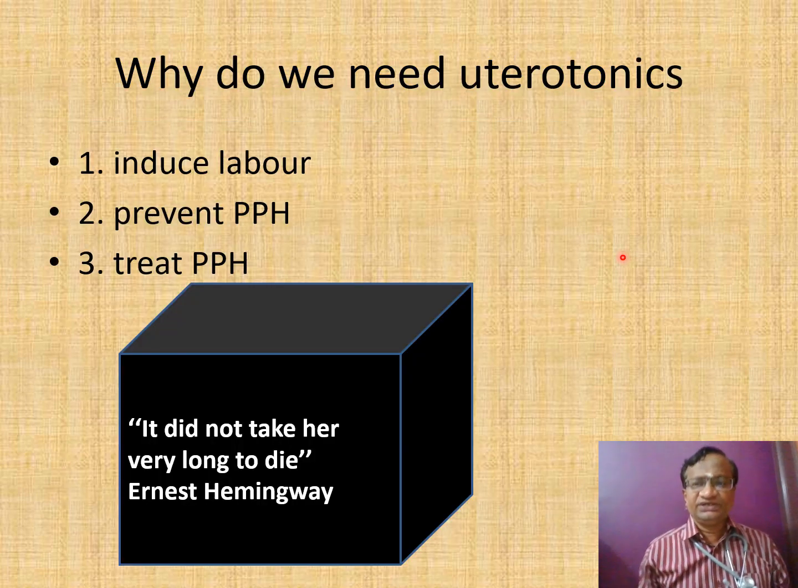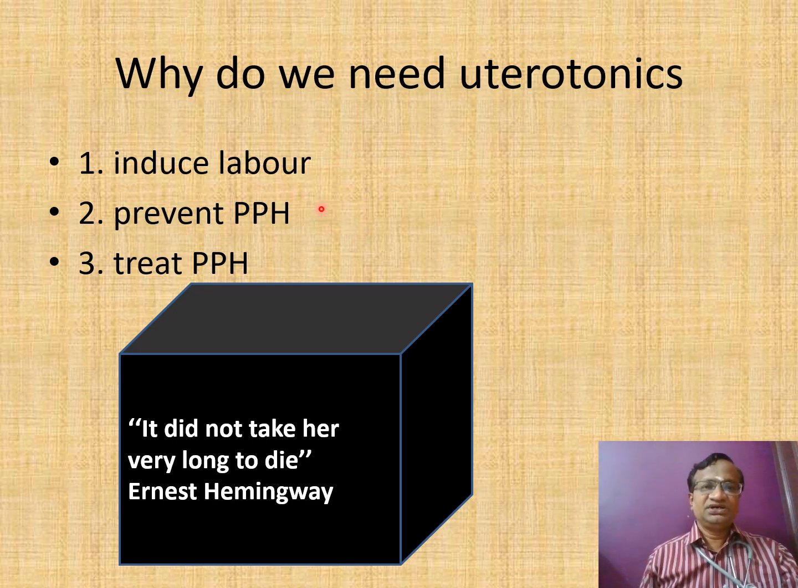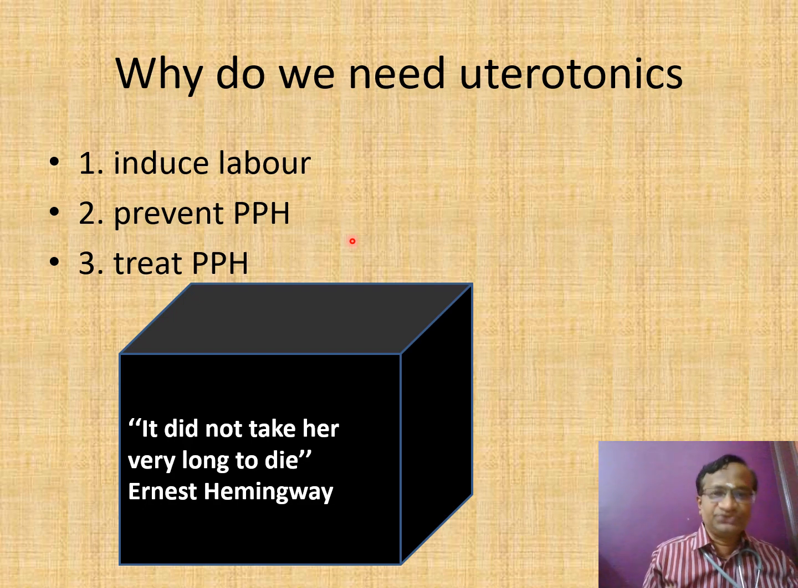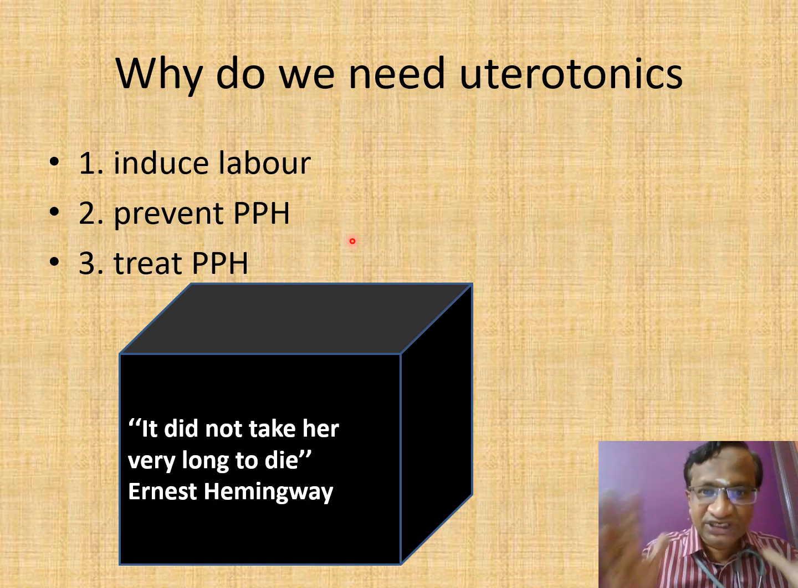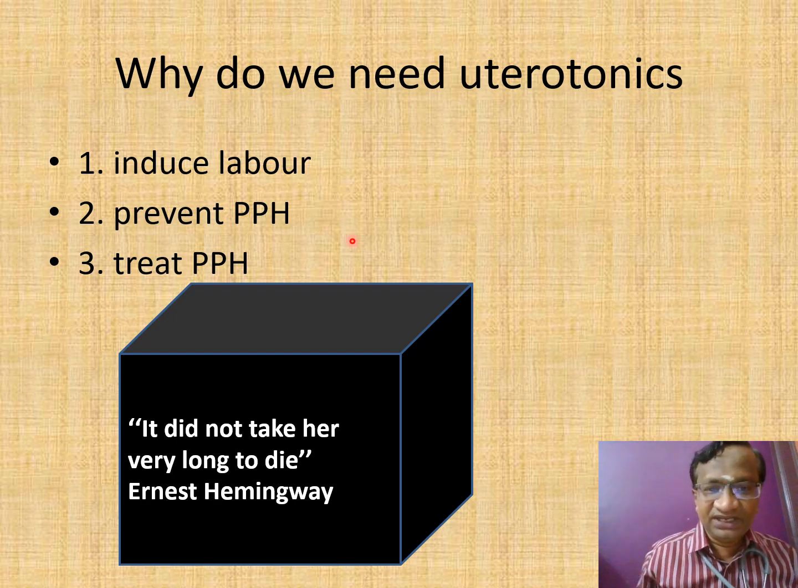Why do we need uterotonics? To induce labor, to prevent postpartum hemorrhage, and to treat PPH. These are the three indications. Why do we need oxytocin? Induce labor, prevent PPH, that is prophylaxis, and then treatment of postpartum hemorrhage.